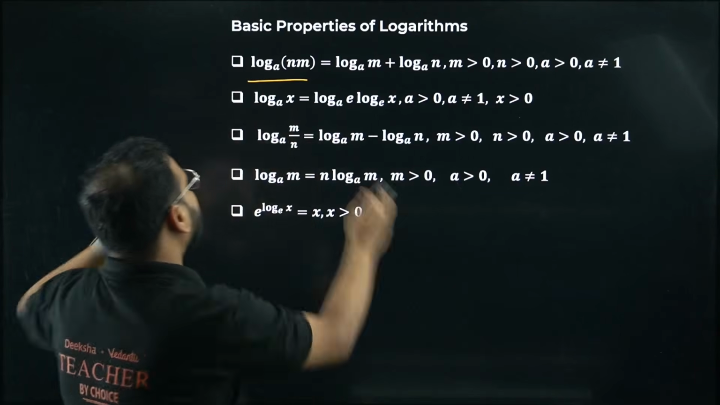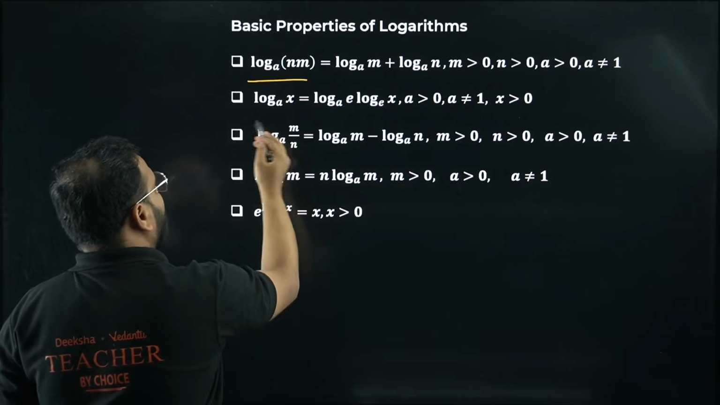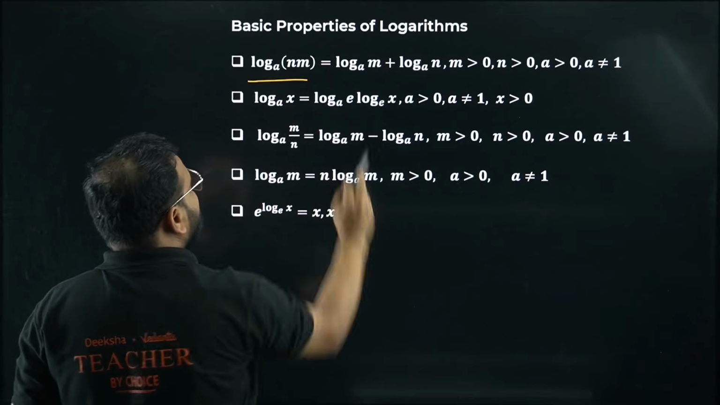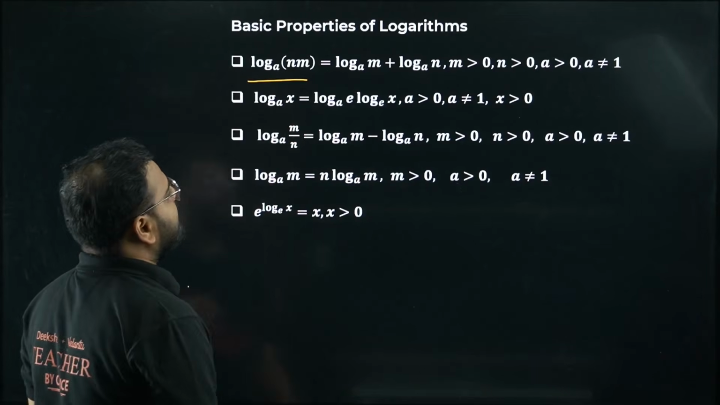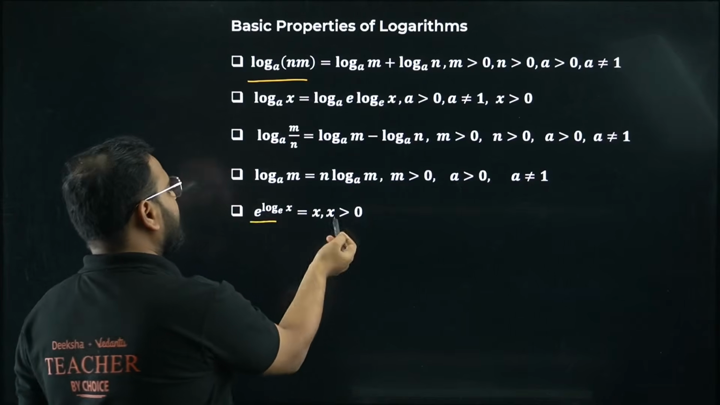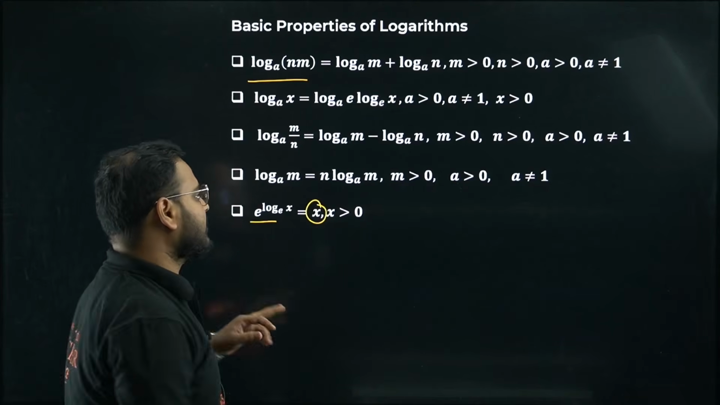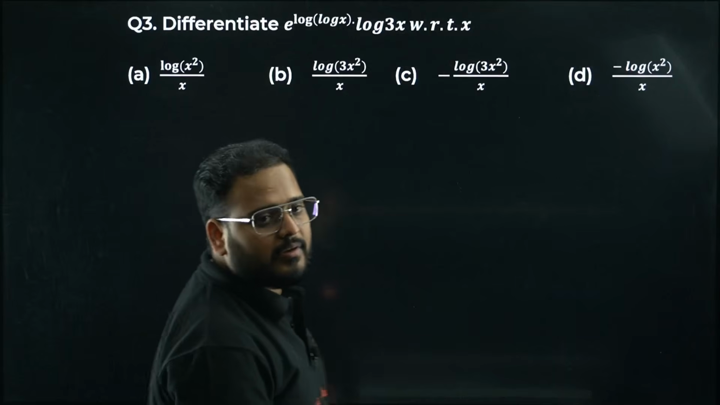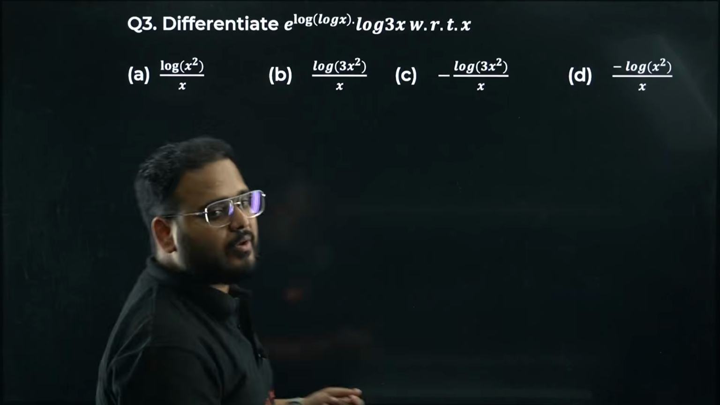The formula for product, for quotient, for the base change. Then we have the exponential function with log becomes simply x. Check this out, go through this. Next, we'll solve question number 3 quickly.